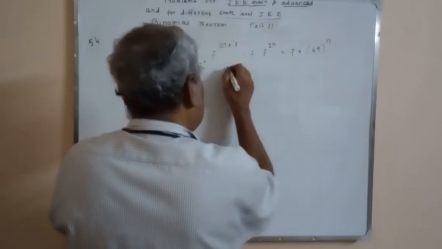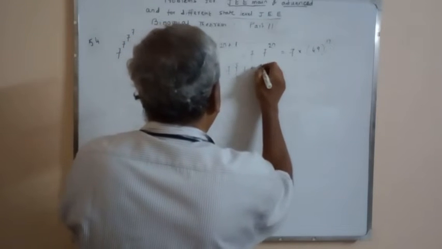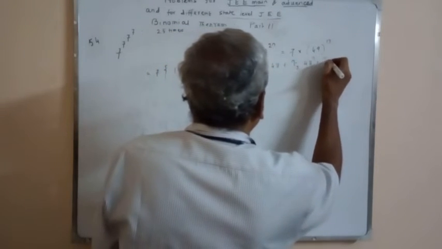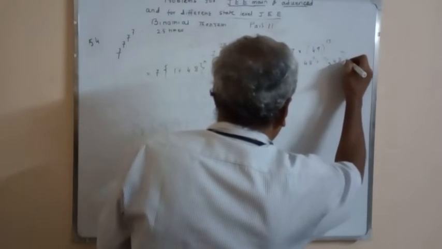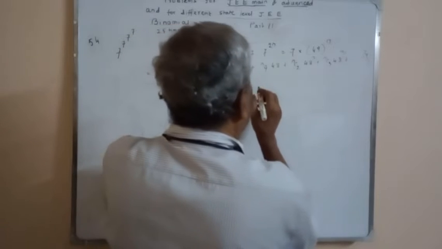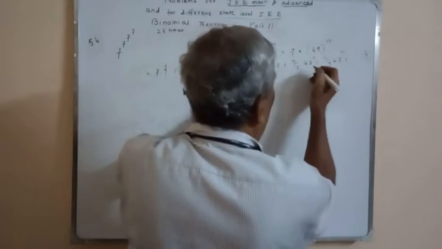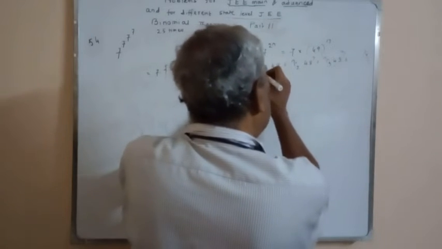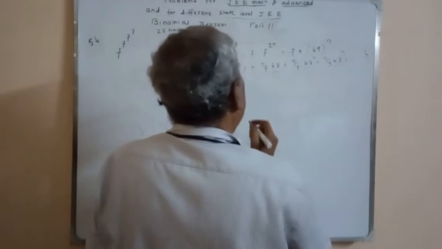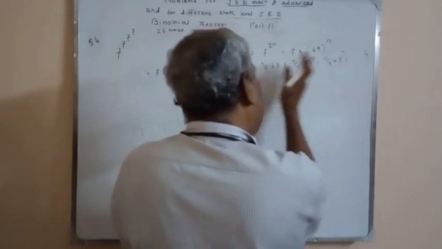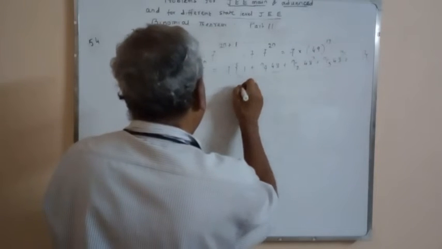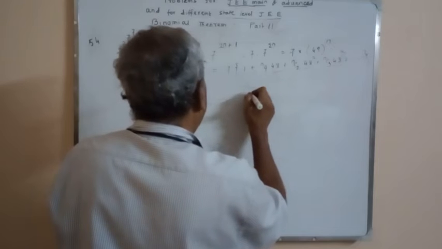It is equal to 7 into 1 plus nC1 into 48 plus nC2 into 48 square plus nC3 into 48 cube and so on. So it is clear that all terms excepting the first one are either 48 or its multiple. After that, it is divisible by 48, so this part is not divisible by 48, but all other terms are divisible by 48. So the remainder, when it is divided by 48, is only this one, that is 7 into 1, that is 7. So the remainder is 7.